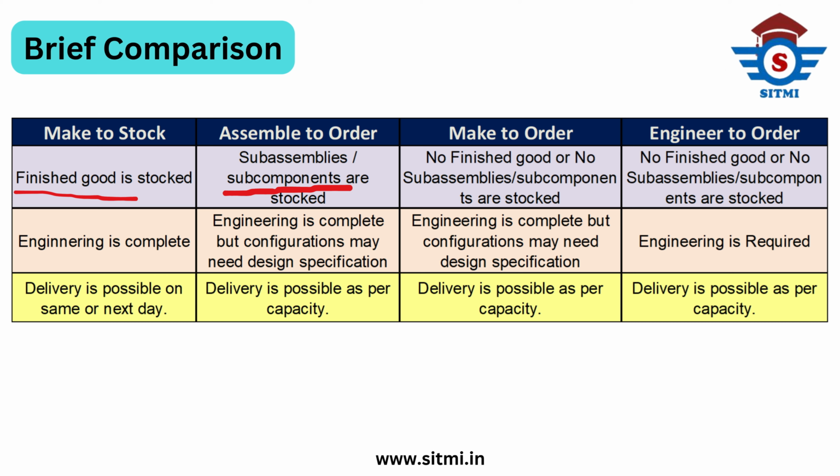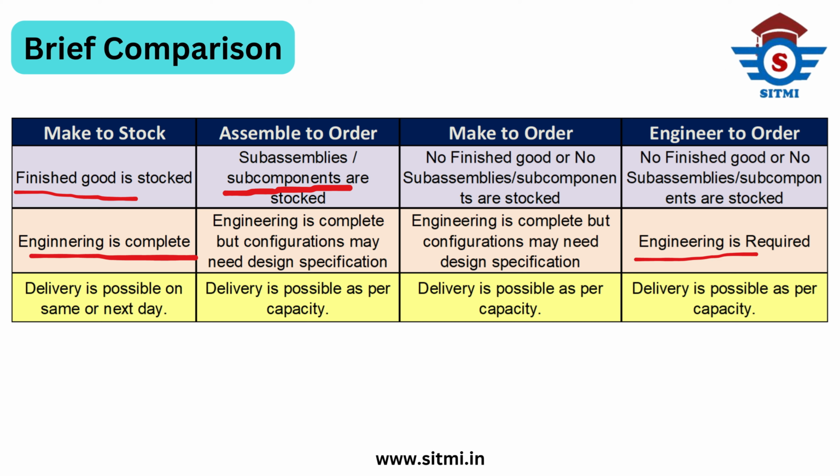Now as far as design of a product is concerned, there is no design done for make to stock because engineering is already complete for such products, and such products are usually standard products in the market. In assemble to order, engineering is already complete, but configuration may be different according to the design specification of the customers. In make to order, same situation is there. Engineering is already complete, but configurations may need design specifications. However, in engineer to order, one will have to start from scratch, and design and engineering is required as a first step of development of a product.